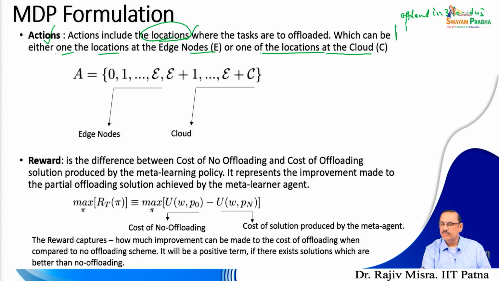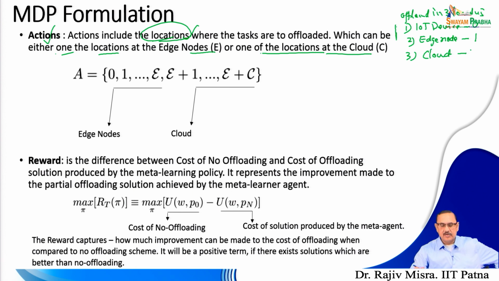Three locations. The first one is called IoT device. Let us say it is having the location 0. Second is the edge node. Let us say it is the location 1. Third is the cloud. Let us say that it is having the location 2.